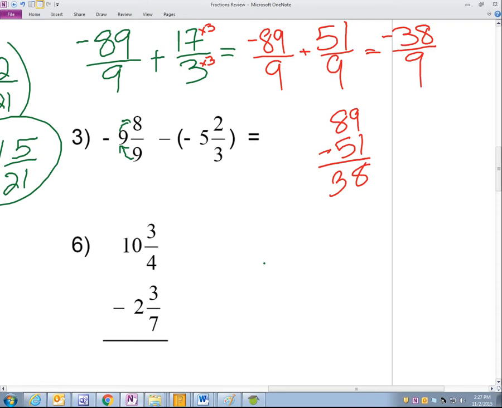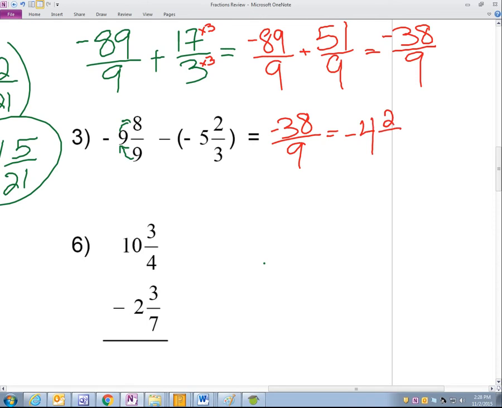And the reason why it's a negative is because this absolute value is bigger than this absolute value. And this wouldn't need to be on the homework because I expect you to know how to do that. So we have negative 38 ninths. Can I reduce that at all? No, you can't. You are correct. They don't have any common factors, so I cannot reduce it.